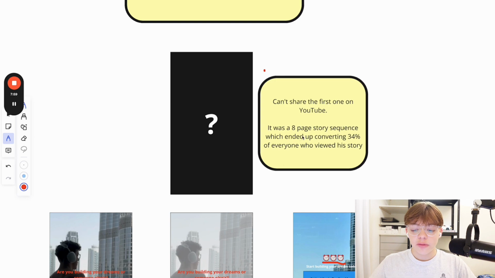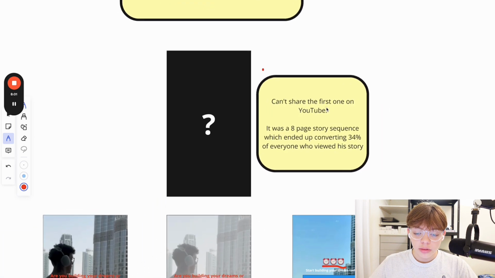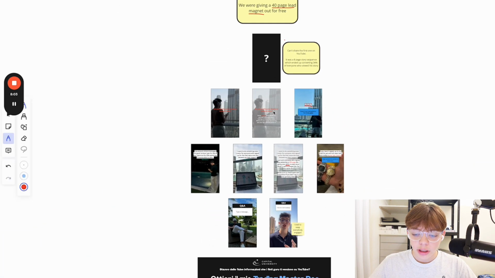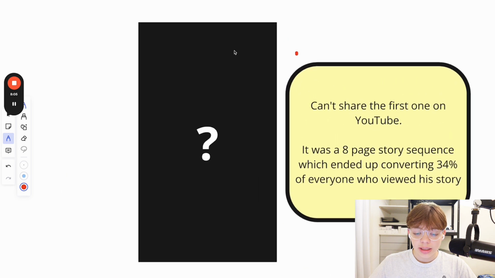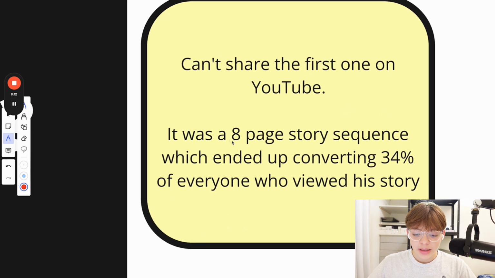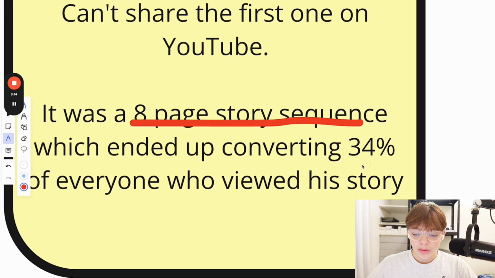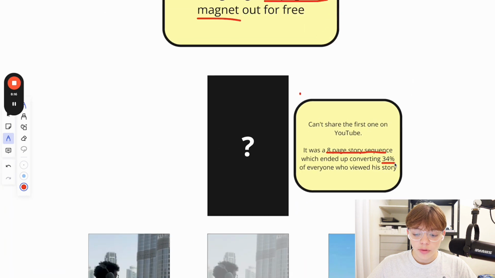And this is especially good for the case that he's in. So the first story sequence that he ran, and by the way, don't worry, I'll show you the other ones, but I cannot show this one because we've reserved this specifically for our clients. We don't want this to get oversaturated, because this was an 8-page story sequence, which ended up converting 34% of everyone who viewed the story.